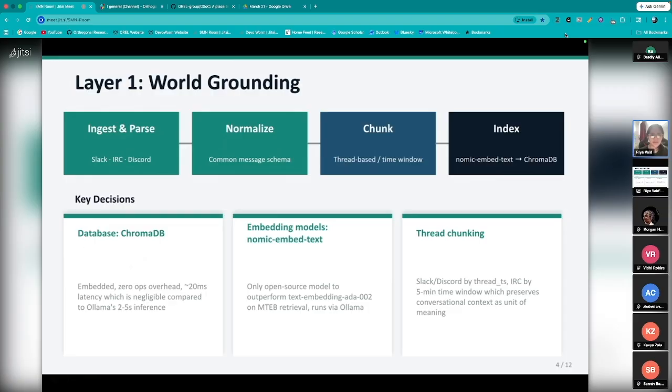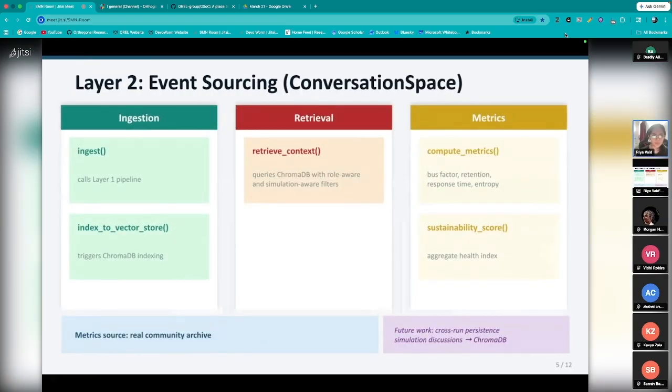Going on to layer 2, which is event sourcing. Here is where the conversation space is. This is also divided into three parts. The first part is ingestion, where layer 1 orchestrates and the pipeline starts. The second, retrieval, is the one used by the RAG: the queries from the Chroma DB with role-aware and simulation-aware filters. And the metrics are the open source health, community metrics, and sustainability score.